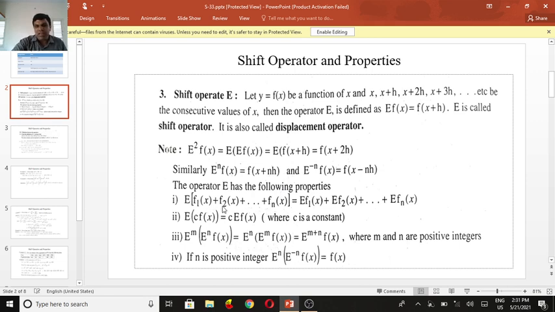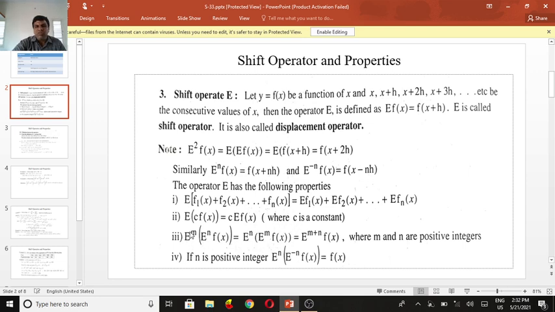First, this is a linearity condition. If we take E of f1 of x plus f2 of x plus etc. plus fn of x, we can write E f1 of x plus E f2 of x plus etc. plus E fn of x. Secondly, E of c f of x, where c is any constant, we can write as c E f of x.